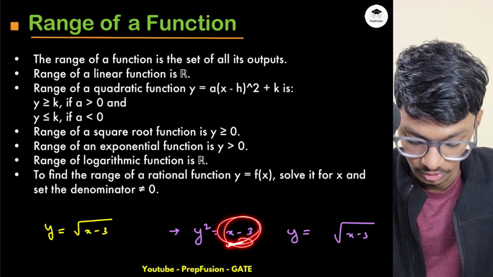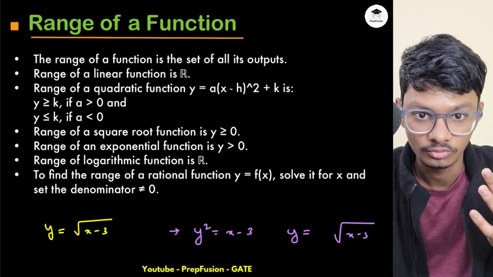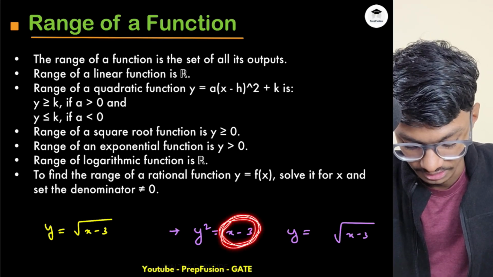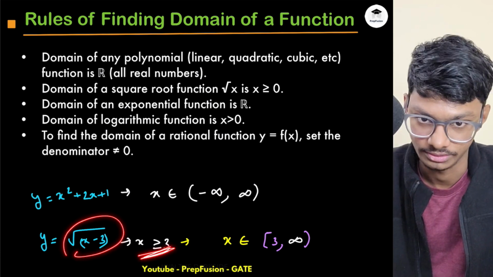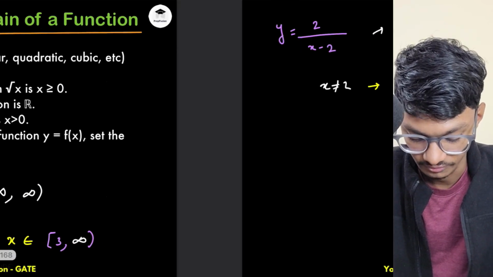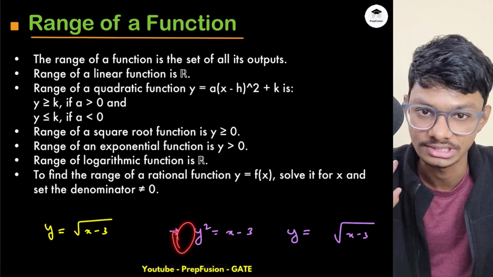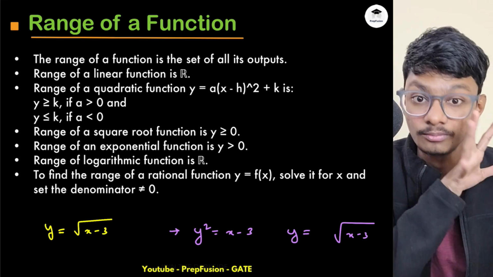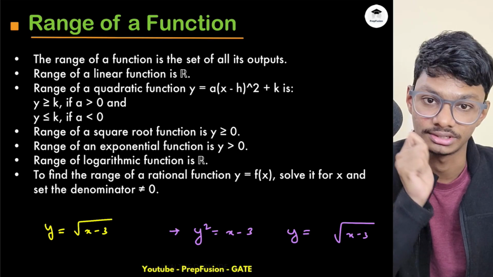x cannot be less than 3 because we have y square over here, and if y is a real number and we square it, we will always get some positive number. So x has to be greater than or equal to 3. That's why we did this, that x has to be greater than or equal to 3, because it has to be positive. We're squaring a real number, so we should get a positive real number. For this to be positive, x has to be greater than or equal to 3.